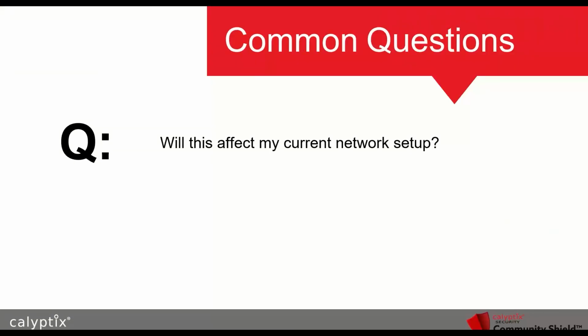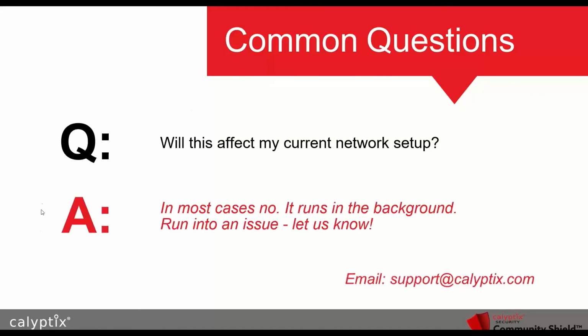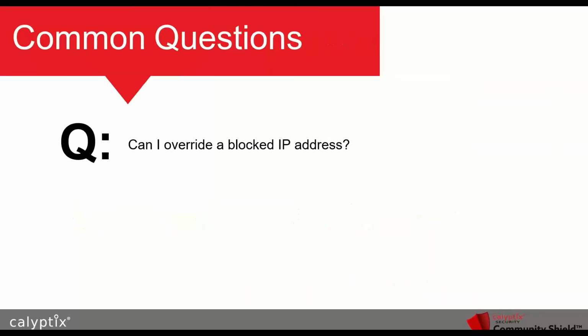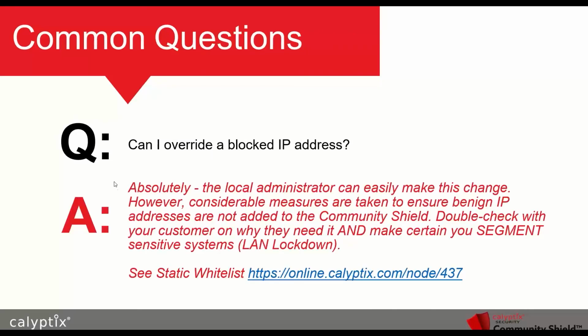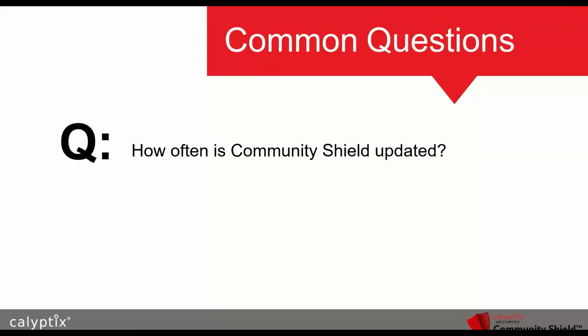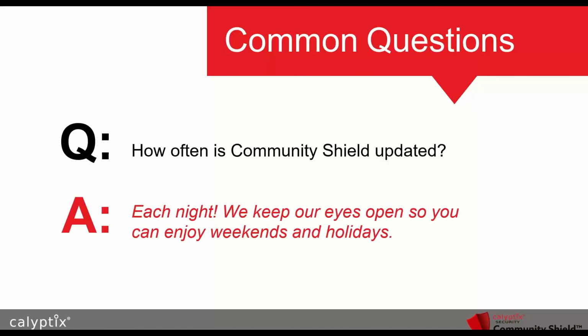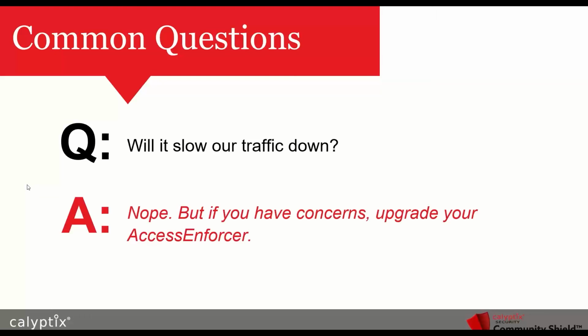How about impacting your network setup? We don't think it will. We're carefully tuning the feeds, and if you run into something, let us know. Can you override a blocked IP? Absolutely. For authorized scanning, just put it on the static whitelist. That's the best way to do it, the safest, and it follows best practices. How is Community Shield updated? We talked about that: every night we're pushing out new feeds. Will it slow you down? We don't think so, but you can upgrade if you need to.